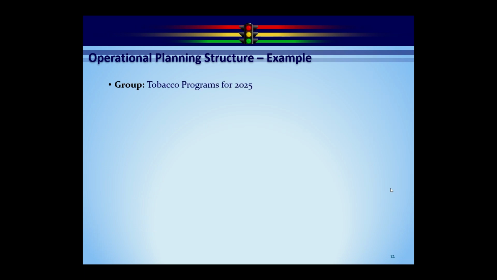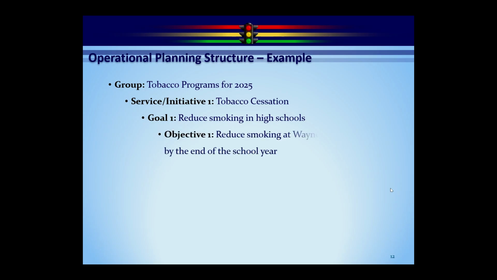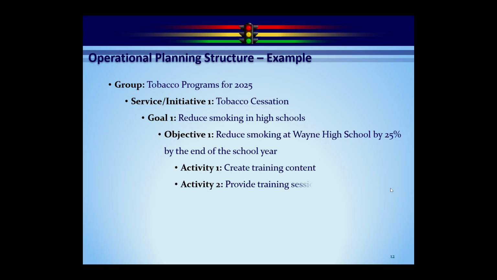So the group is tobacco programs for 2025. The initiative we selected was tobacco cessation. The goal was to reduce smoking in high schools. One of the objectives was reduce smoking at Wayne High School by 25% by the end of the school year. And then we had the 3 activities: create the training content, provide the training sessions, contact the tobacco vendors. Now, this is what we call a segment of a plan.